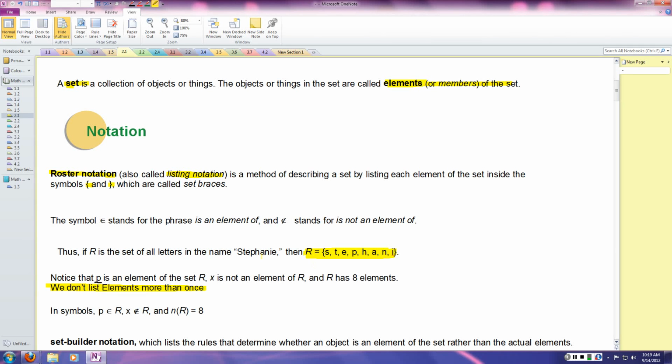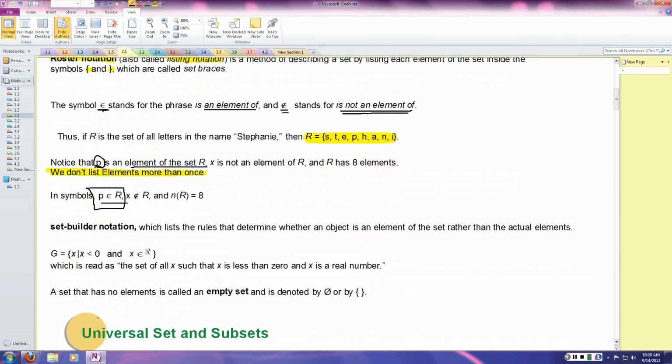A little bit more on notation. For example here, P is an element of the set, and I'm going to write that with this sideways looking E, this weird looking E. That means an element of. The E with a slash through it means not an element of. When we get to the WebAssign, they'll have something like, is P an element of R? And you would say true or false. So being able to read this and understand what the notation means is important.